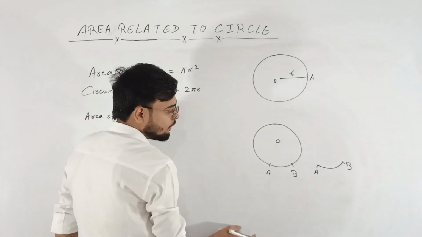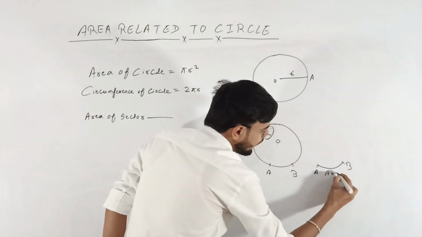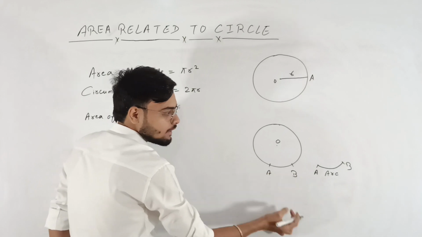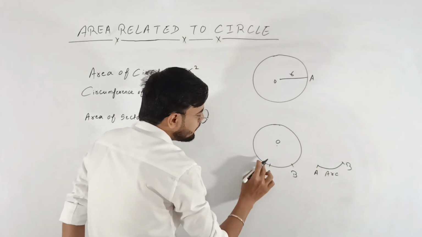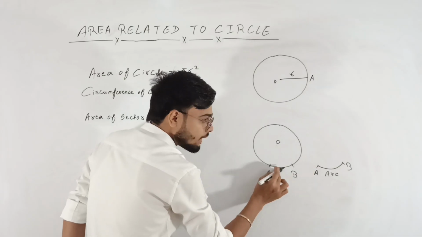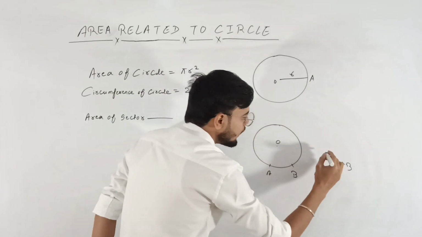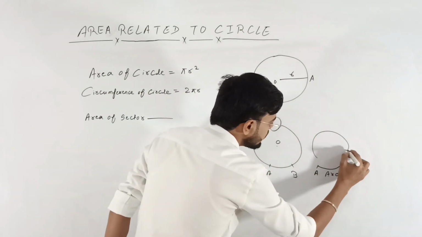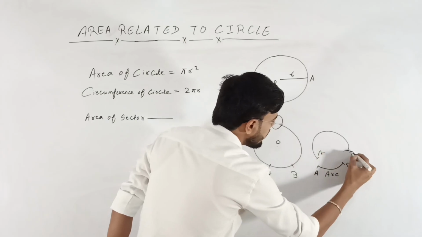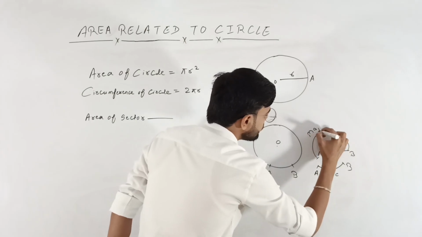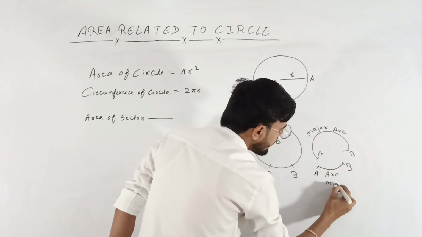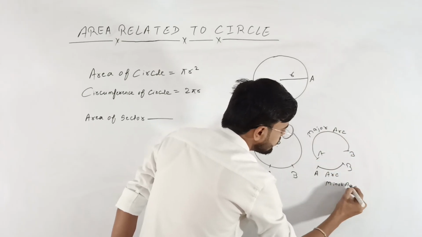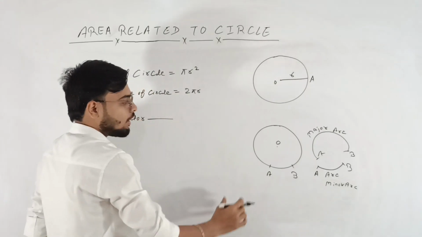This one is an arc. If I cut a smaller part of this circumference, then this will become an arc. This smaller one is the minor arc, and this bigger one is the major arc. So I draw it. This is the major arc, and this one is the minor arc.